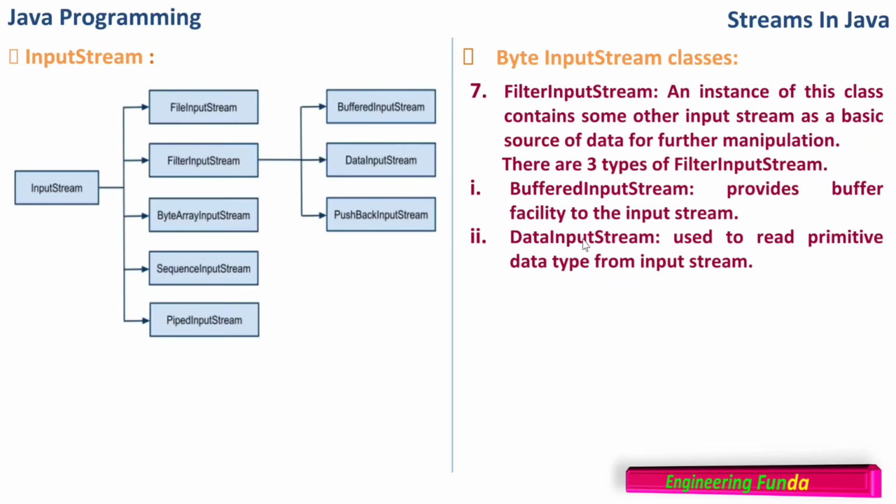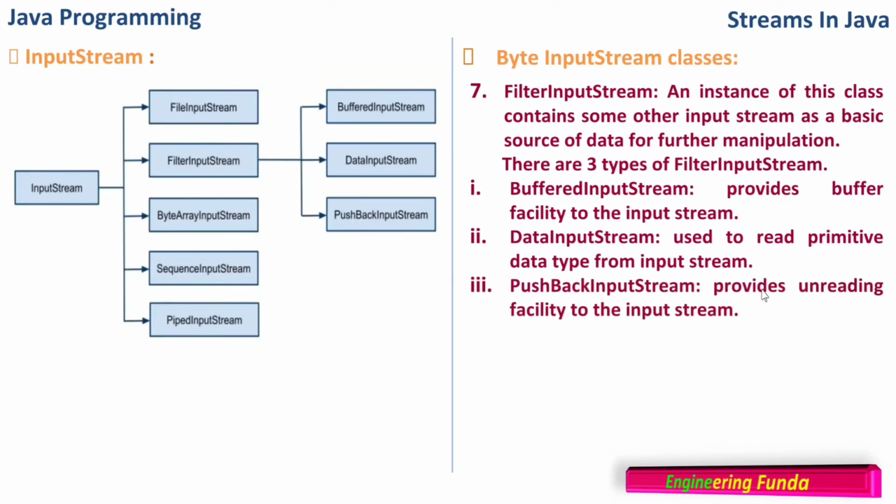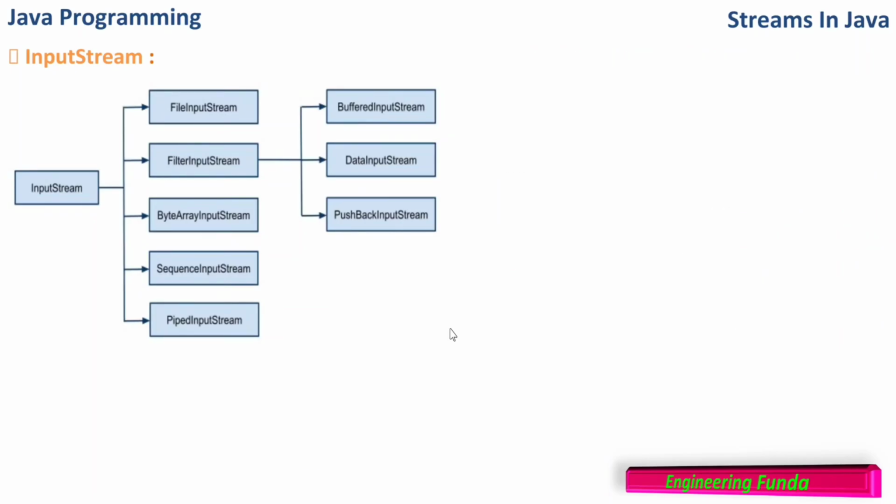Then next is the DataInputStream, used to read primitive data types from the input stream. So DataInputStream is used when you are transferring the primitive data types, that is integer, float, double and so on. PushbackInputStream provides the unreading facility of the input stream. So if some data is read but you want to mark it as unread so that you can read it again in the future if that is the need, then we can use the PushbackInputStream. Let us look at the FileInputStream in a bit more detail right now.